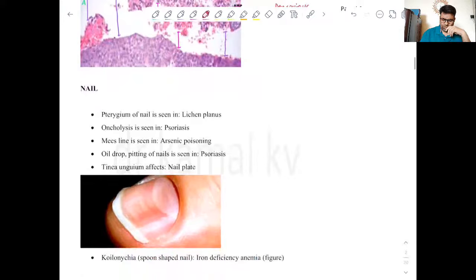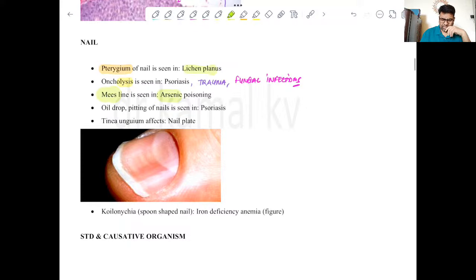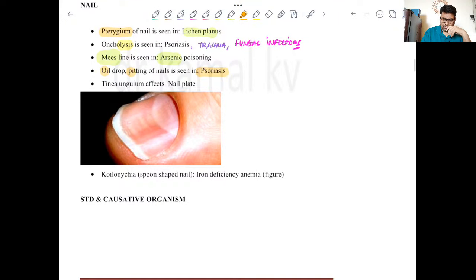Clear? Then moving forward to nail: pterygium of nail is a feature of lichen planus. Now onycholysis is seen in psoriasis. It can also be seen in injuries, or in fungal infections, right? Then Aldrich-Mees lines, I think most of you must have studied in forensic. This is arsenic poisoning. Then oil drop sign and pitting of nails have to be remembered for psoriasis. And third point is of course onycholysis. So in psoriasis you can see all these findings.